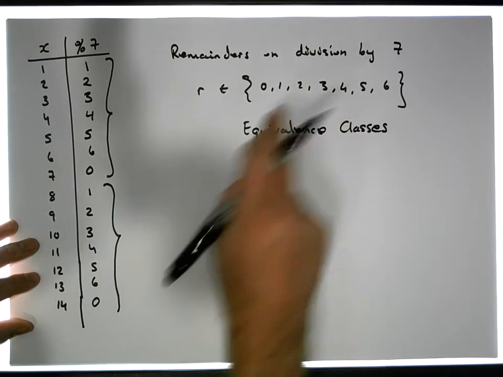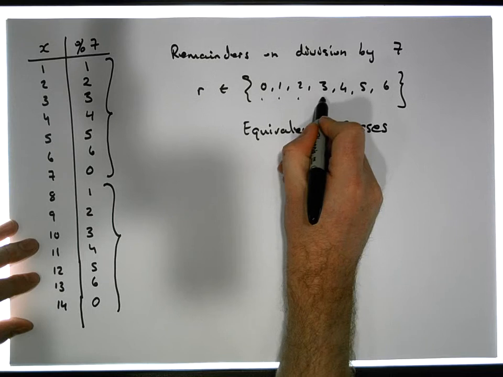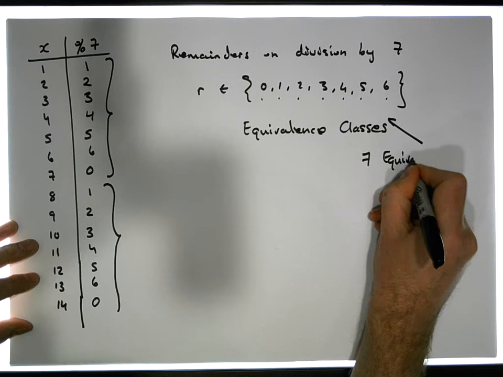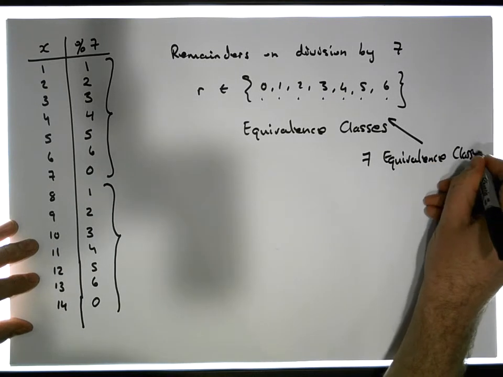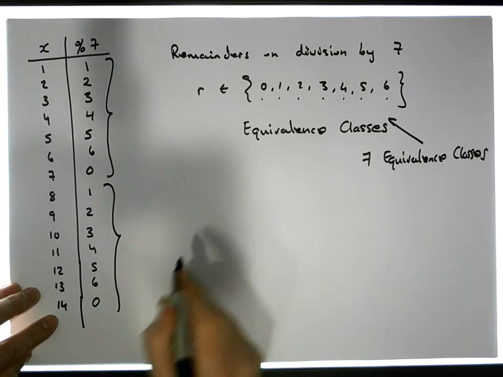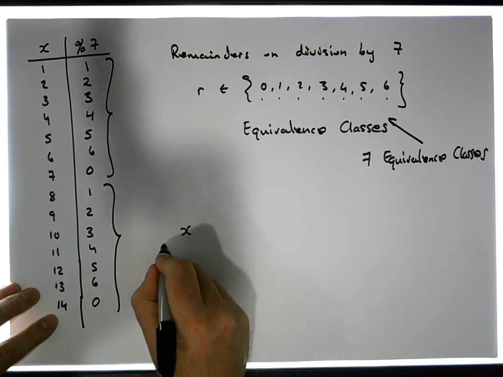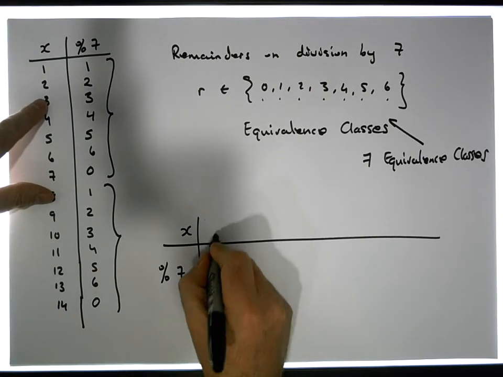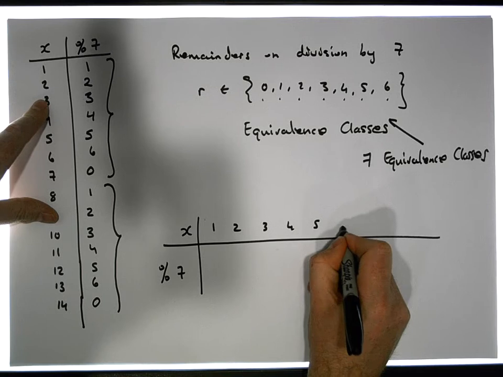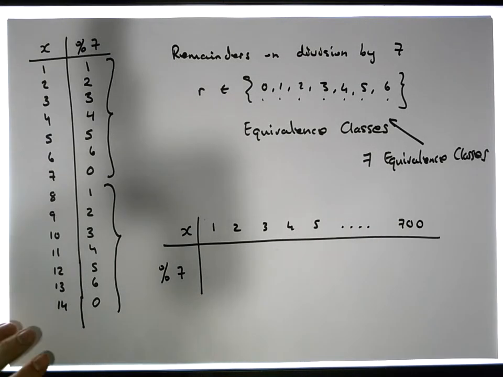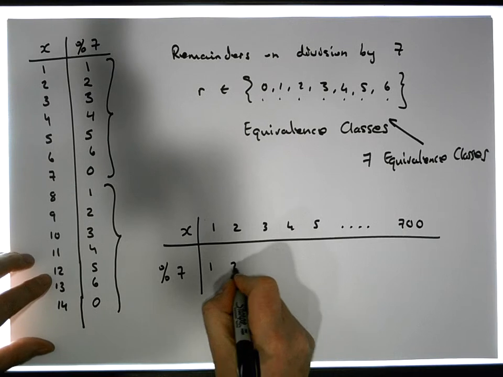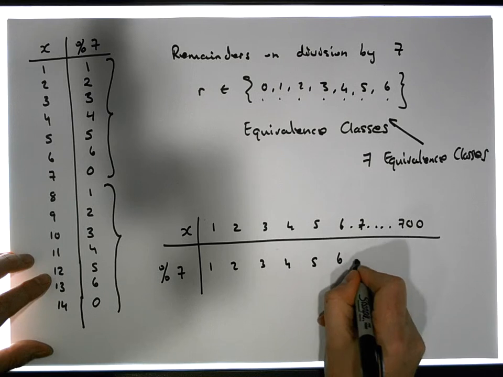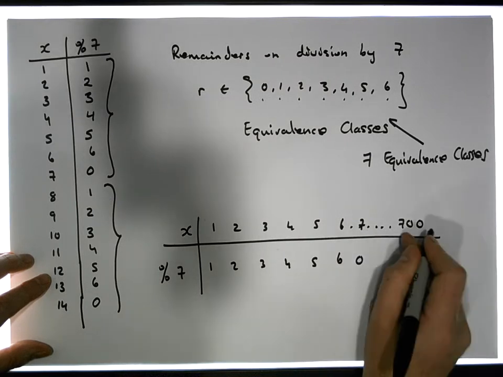But the important thing to know here is that there's 1, 2, 3, 4, 5, 6, 7. So there's 7 equivalence classes. So what you can actually see is that if we continue on this pattern, with the x's and then modulo 7, the remainders, when x is 1, 2, 3, 4, 5, all the way through to 700, the remainder is going to be 1, 2, 3, 4, 5, 6, 0, and then it starts off again.